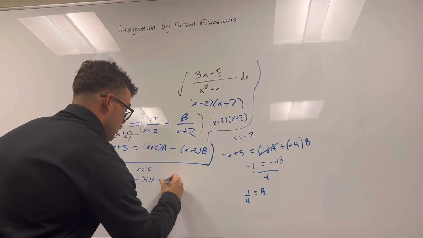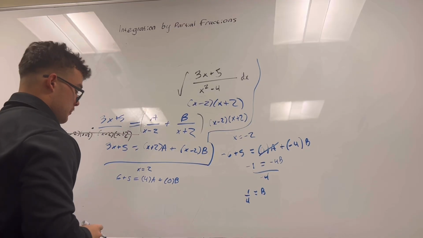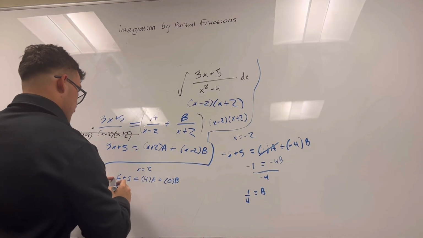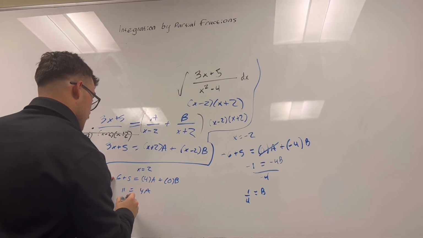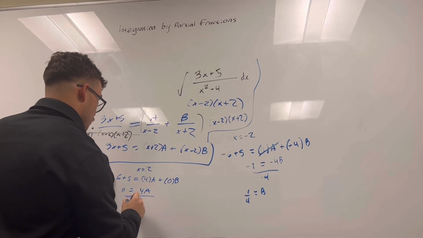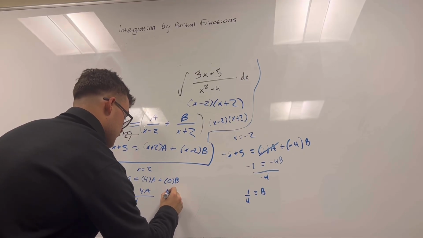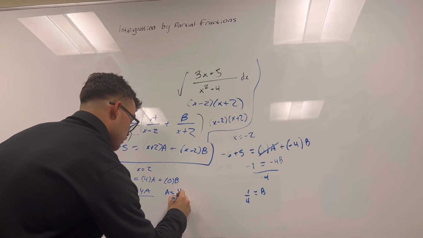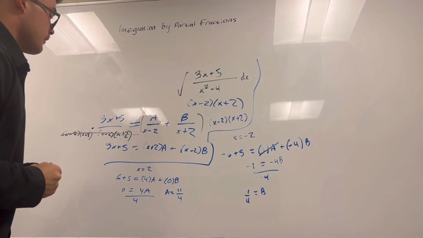So 0b, or you don't even have to write that, but on this side it's gonna be 11 equals 4a, and then you're gonna divide both sides by 4. So now you know a is gonna be equal to 11 over 4. 11 is prime, so it doesn't simplify.